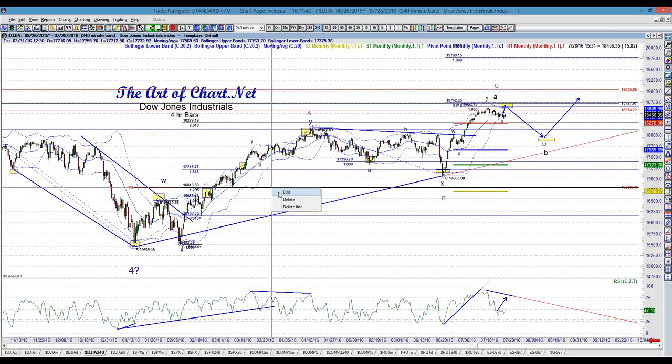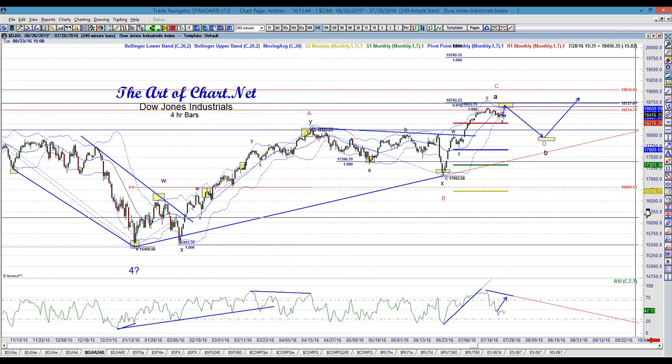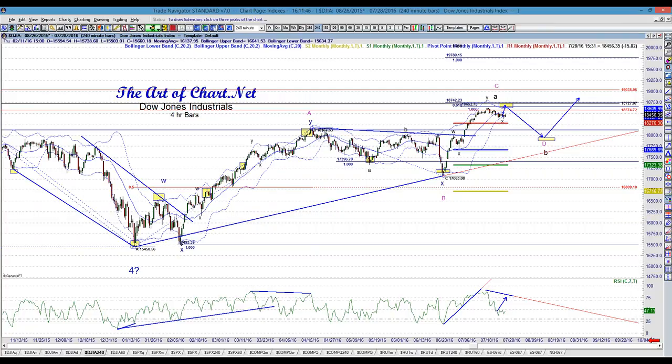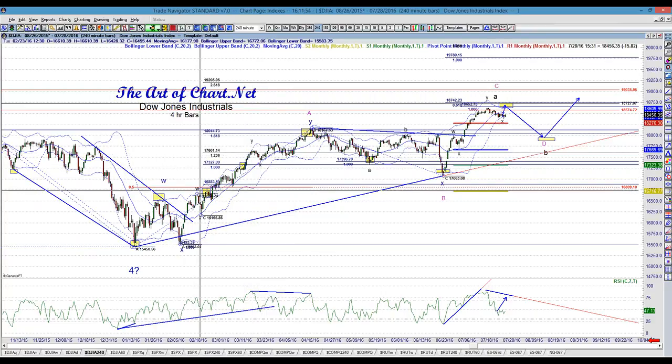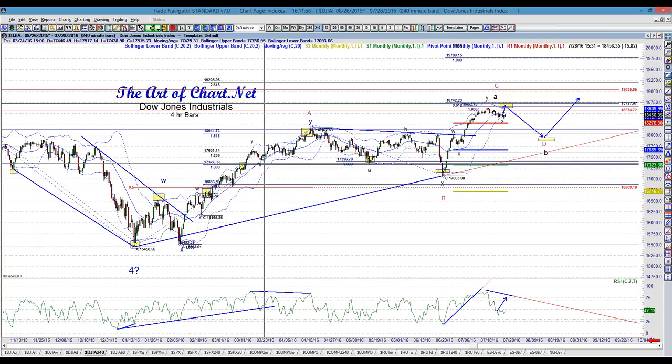You can even break down the smaller degree process like this, and I'm just going to show you this real quick. There's an A or a W, a B, a C to the 100%, or the 1.236. So your three-wave session goes either 100 or 1.236. You get a pullback, you get another three-wave move up.